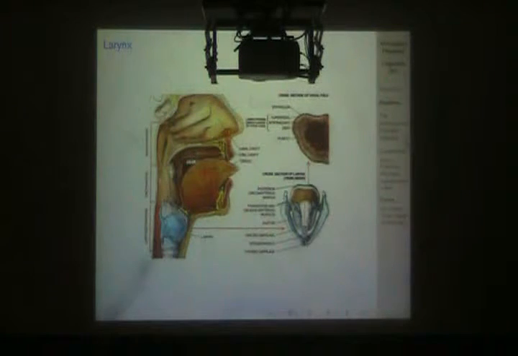Okay? Here's a head sawed in half. Here's a nose, just in case you're lost. This big thing is a tongue. Looks a lot better when it's in the mouth. And this here is called a larynx, your voice box. And this is another sketch of the larynx.